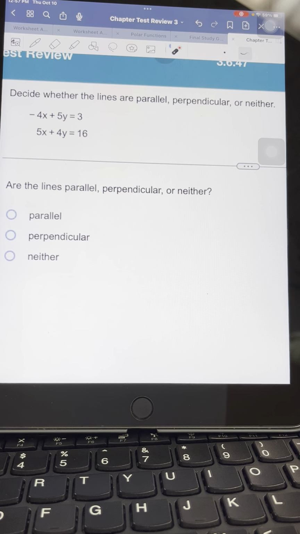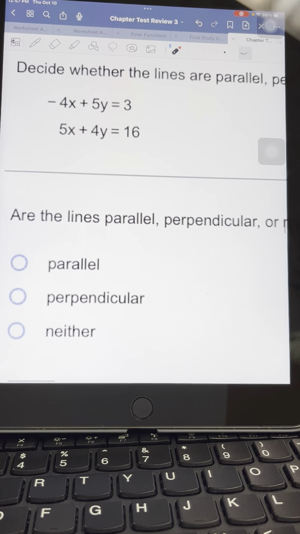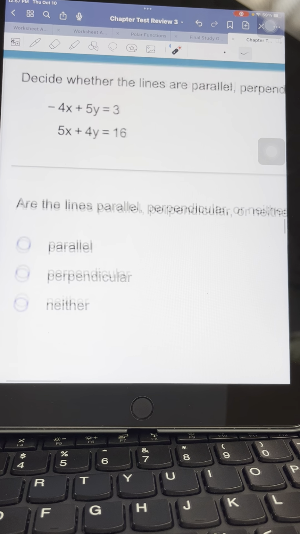You're going to want to turn both of these into slope-intercept form, because in order to determine if something is parallel, perpendicular, or neither, you want to find two things. You need one, the slope, and two, the y-intercept. It's really hard to tell what's the slope and what's the y-intercept just with this, so let's convert it into slope-intercept form. Then we will literally have the slope and the intercept.